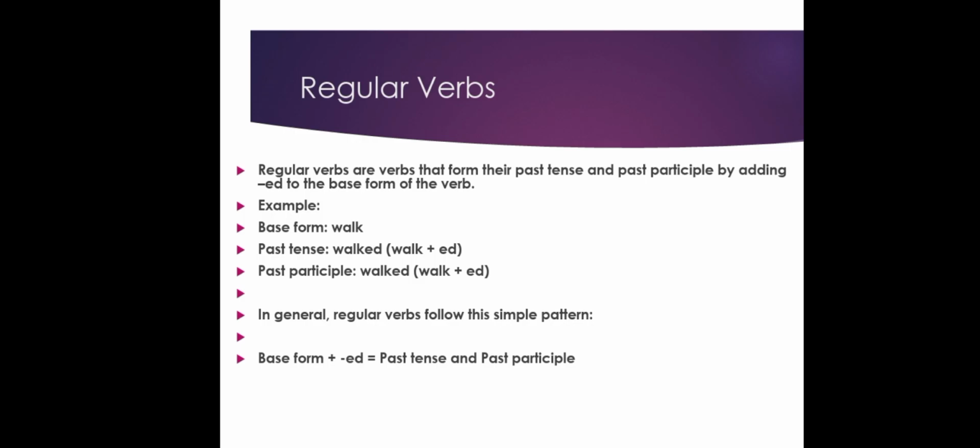Here are some examples. Base form is walk and the past tense is walked. Then we have past participle as walked too. In general, regular verbs follow this simple pattern: base form plus ed is equal to past tense and past participle.